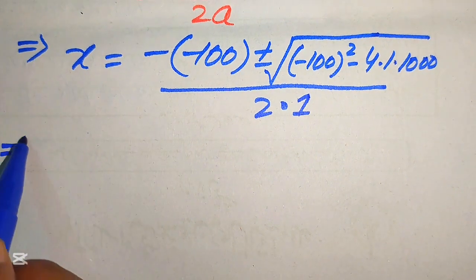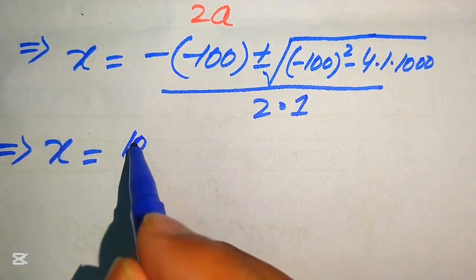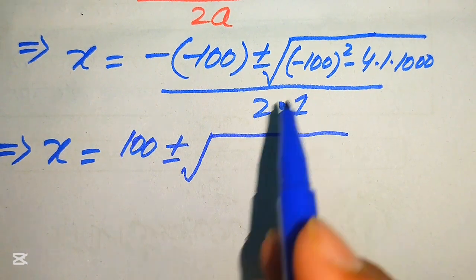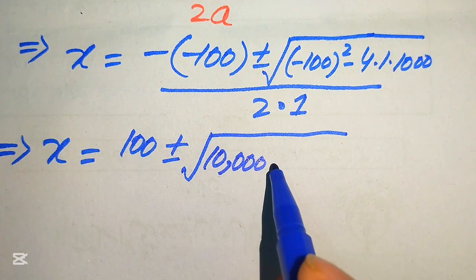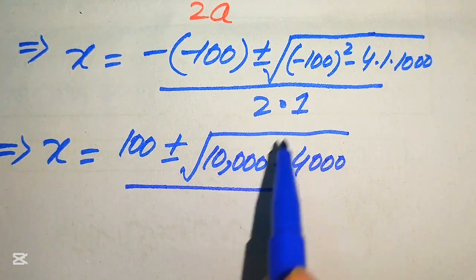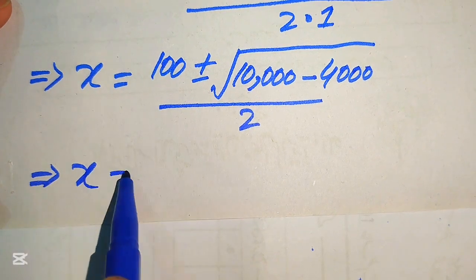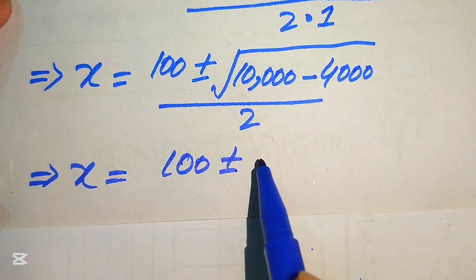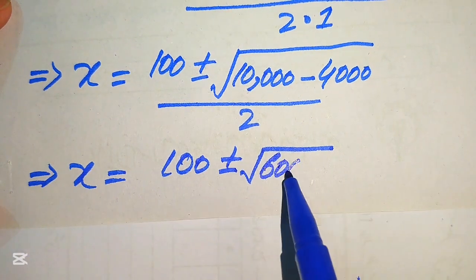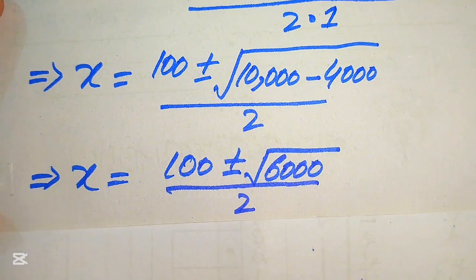In the next step we need more simplifications, and we write x equals minus times minus becomes plus 100, plus minus square root of minus 100 square, and minus 100 square equals 10,000, and minus 4 times 1000 equals 4000, divided by 2 times 1, which is 2. Now in the next step we have x equals 100 plus minus square root of 10,000 minus 4,000 equals 6,000, divided by 2.